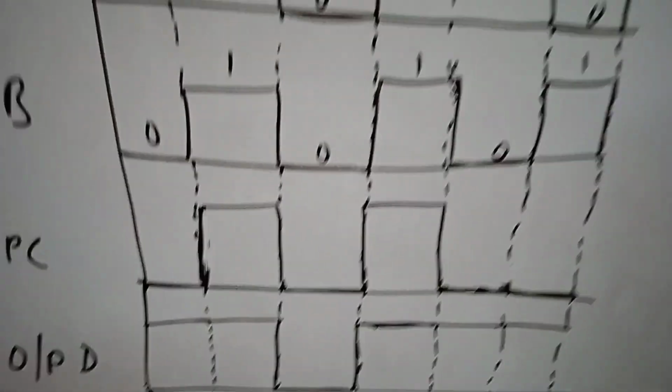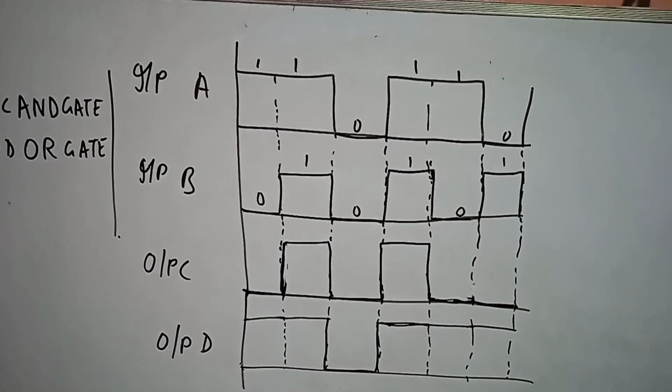Here 0 plus 1, that is also 1. So you can see the circuits nicely this way.